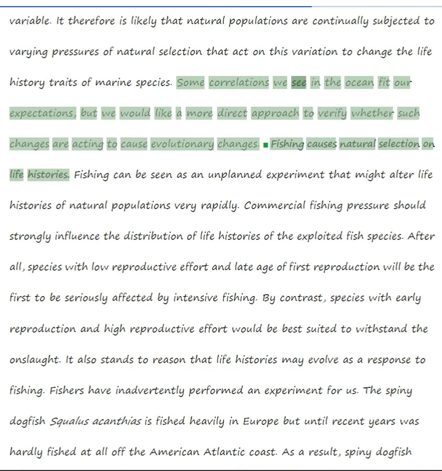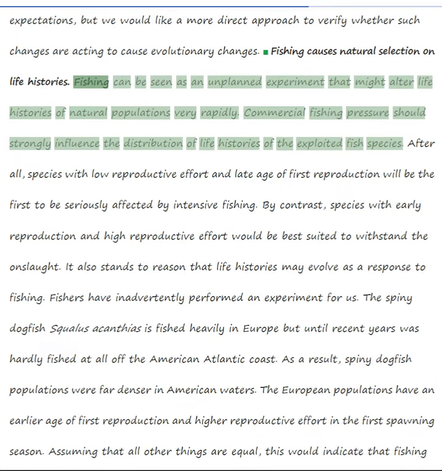Some correlations we see in the ocean fit our expectations, but we would like a more direct approach to verify whether such changes are acting to cause evolutionary changes. Fishing causes natural selection on life histories. Fishing can be seen as an unplanned experiment that might alter life histories of natural populations very rapidly.